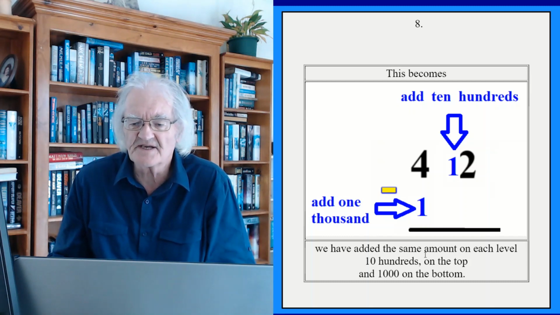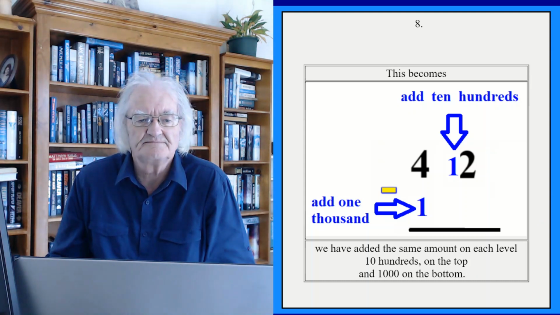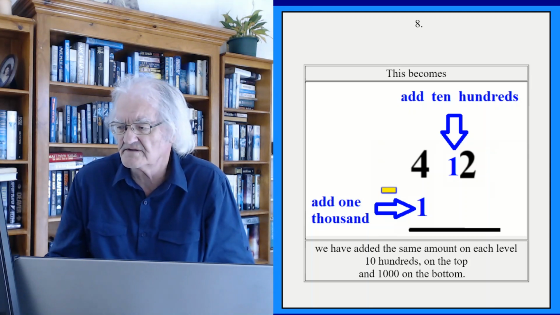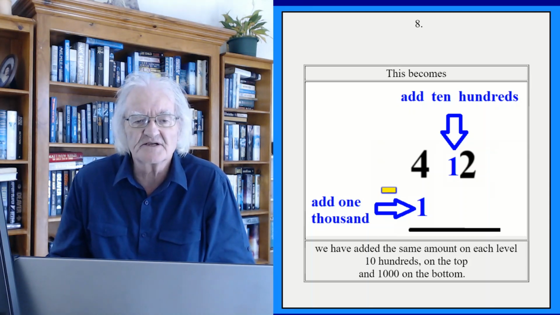So we've added the same amount on each level. 10 hundreds on the top and 1,000 on the bottom. So the two numbers we have will be equivalent, but the way they're expressed will be different.